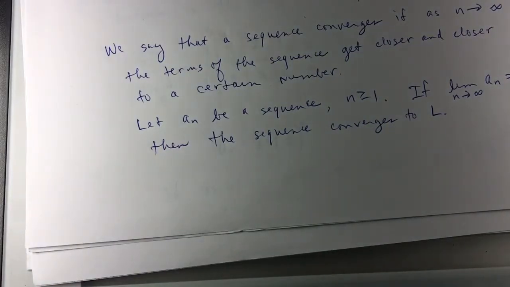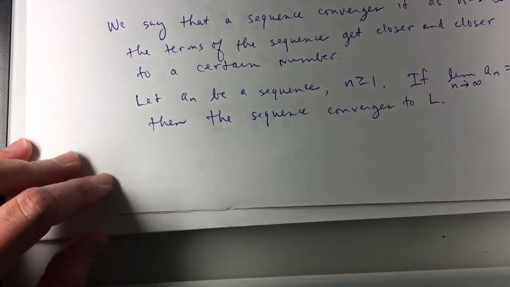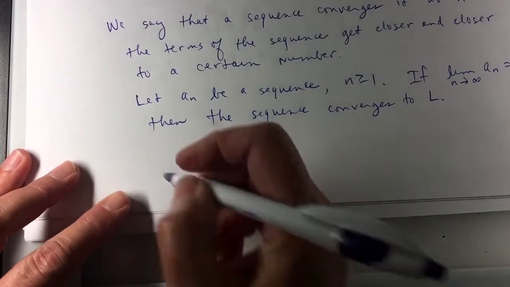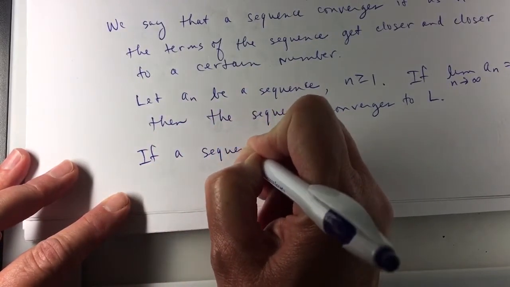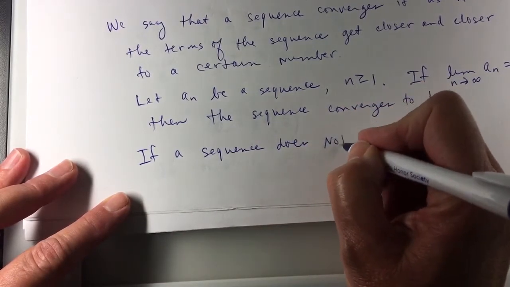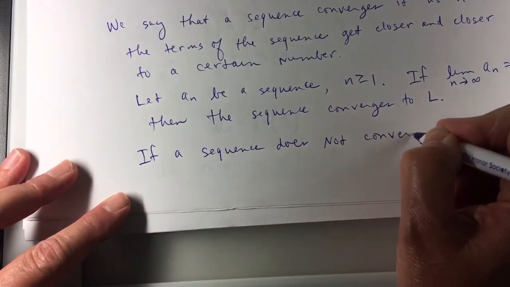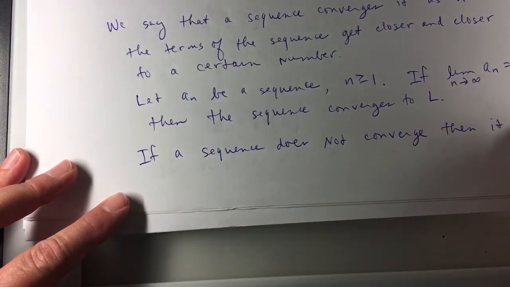If a sequence does not converge, then it diverges.